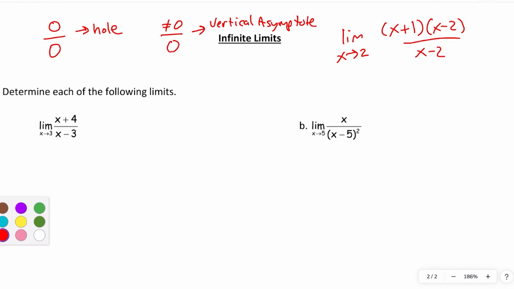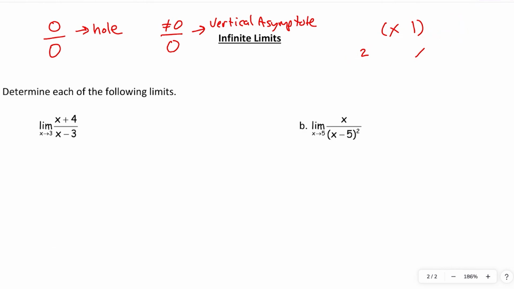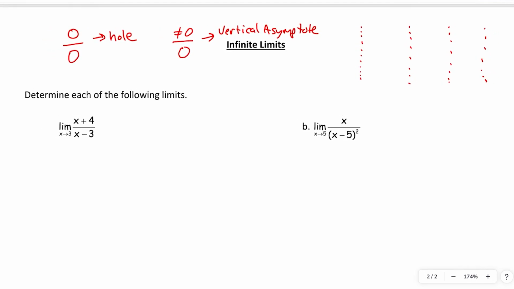So when you have a vertical asymptote, let me just erase this, clean this up a little bit. I'm going to show you 4 different cases here. So say I've got something like this. I'll draw four little dotted vertical lines here, so you can just see the different things that could happen here.